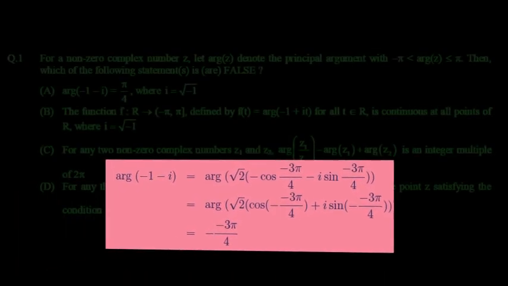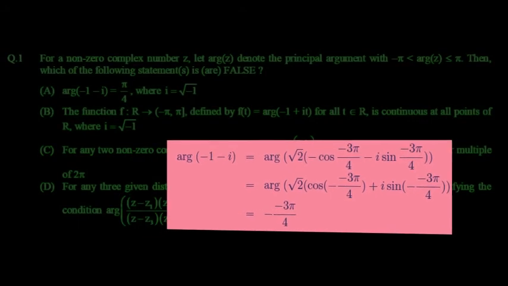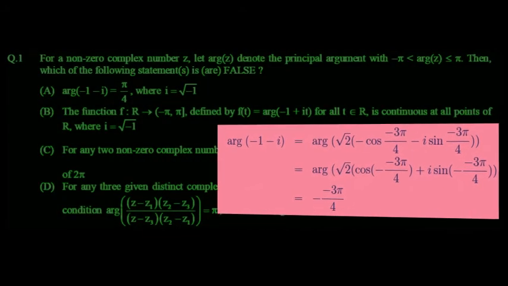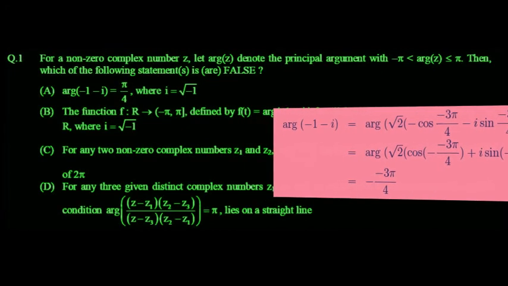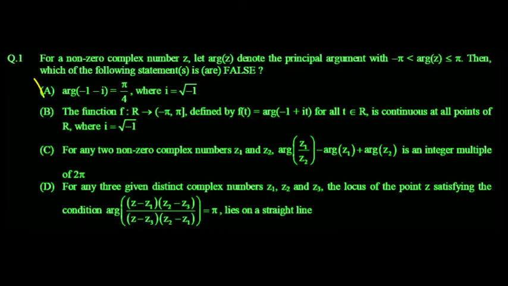Anyway, going by the age-old convention, rather than the paper setter's stipulation, we have argument of -1 minus iota is equal to argument of square root of 2 times bracket negative of cos of negative 3pi by 4 minus iota of sin of negative 3pi by 4, which on solving we get negative of minus 3pi by 4. This is also obvious from the diagram, and renders A false.